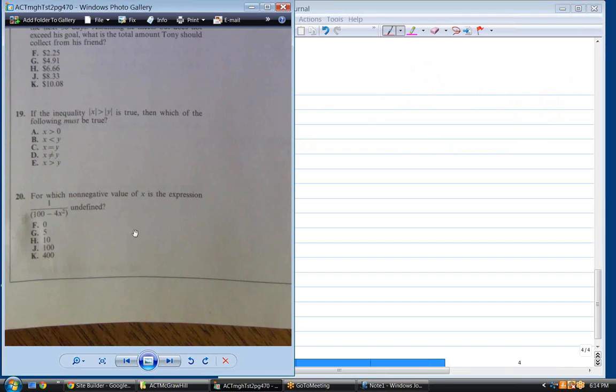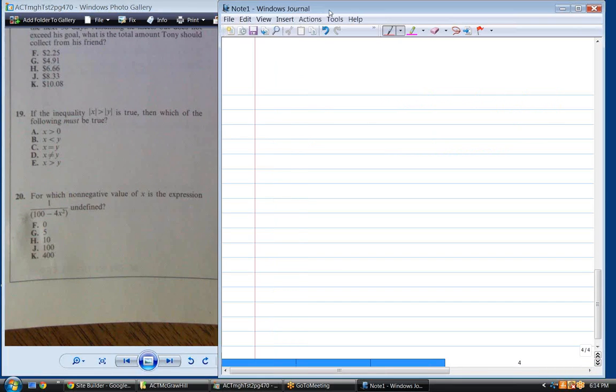Okay, we did 19. So let's look at 20. What makes something undefined? When the 0 is on top or the bottom, I don't... Division by 0.